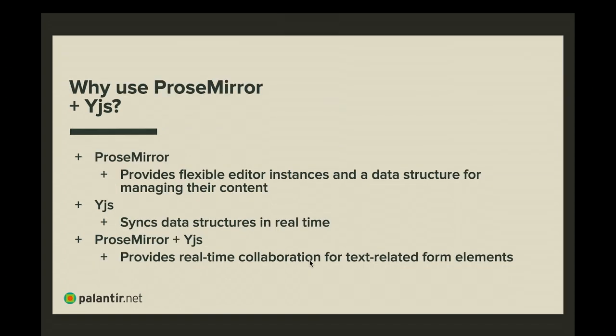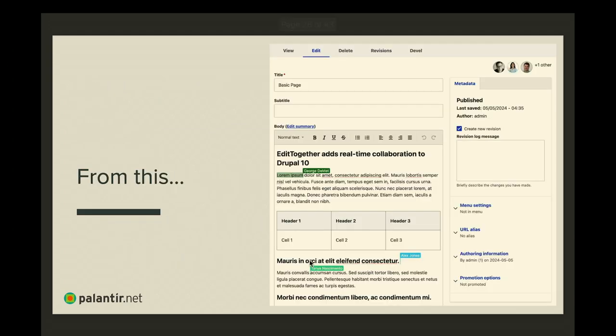So why? ProseMirror is a flexible editor instance. Big fans. YJS, again, an industry leading piece. So we don't need to get into that. And we go from this concept of, hey, we can edit this body field at the same time, to, as I showed very briefly in the demo, we can edit anything on this page at the same time.